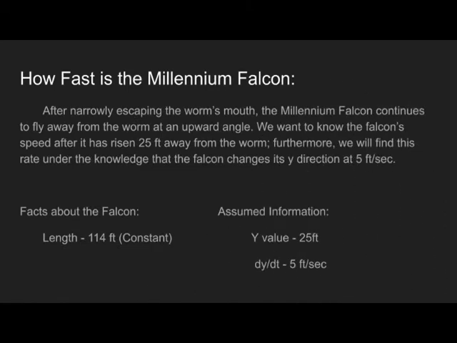The next thing we want to determine is how fast the Millennium Falcon was moving. After narrowly escaping the worm's mouth, the Millennium Falcon continues to fly away from the worm at an upward angle. We want to know the Falcon's speed after it was 25 feet away from the worm. Furthermore, we will find this rate under the knowledge the Falcon changes its y or vertical direction at 5 feet per second. Facts about the Falcon.